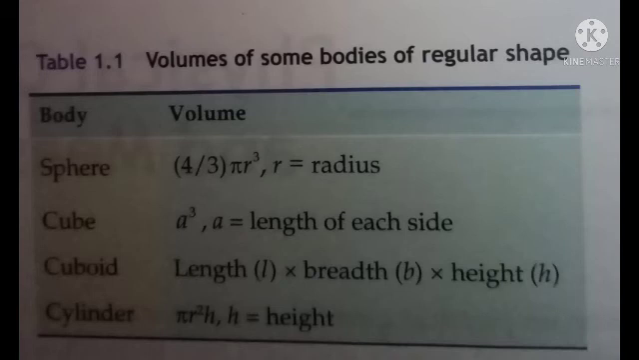And to find the volume of the cube, we use a cube. A means length of each side. So a multiplied by a multiplied by a. And to find out the volume of the cuboid, we use length into breadth into height. For a cylinder, we use the formula pi r square h. H means height.